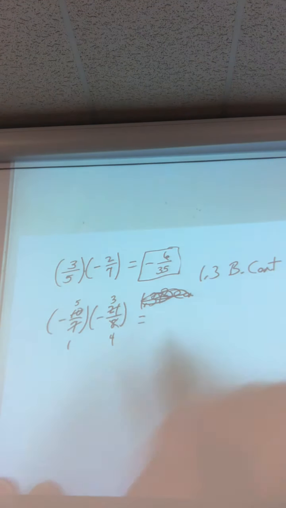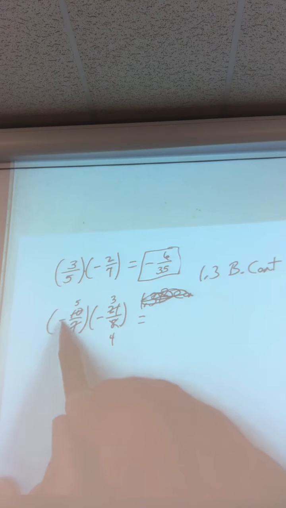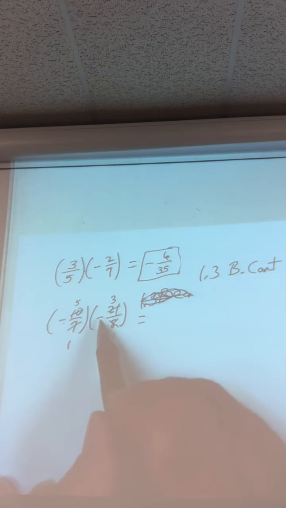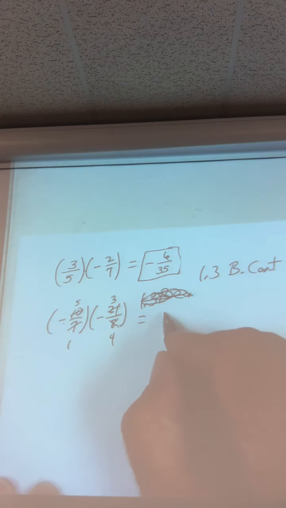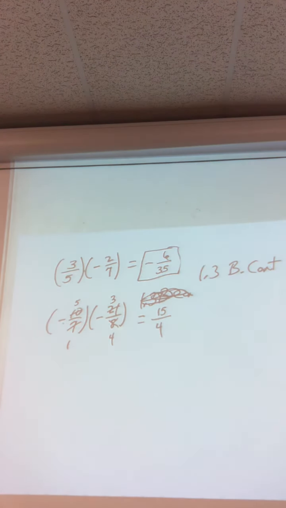Now I can simply multiply straight across, and a negative times a negative, 2 negatives gives you a positive in multiplying. 5 times 3 is 15, and 1 times 4 is 4. And that is your final answer. It is reduced because there's nothing that goes into both 4 and 15.